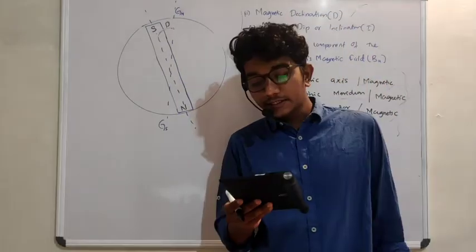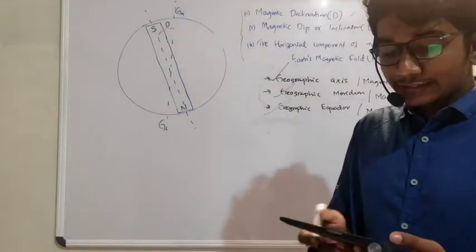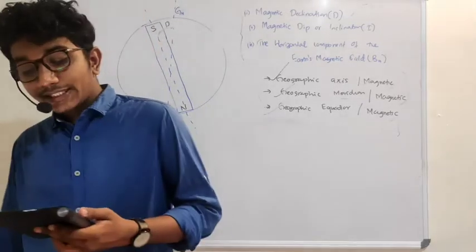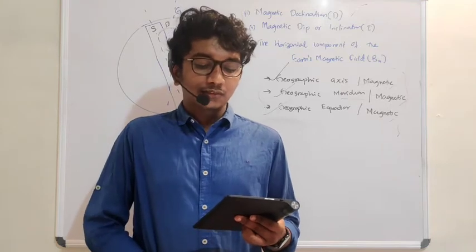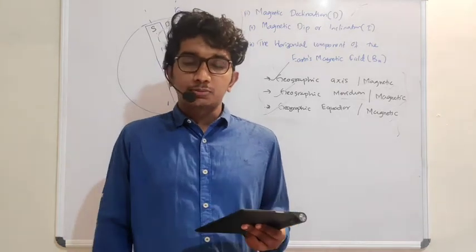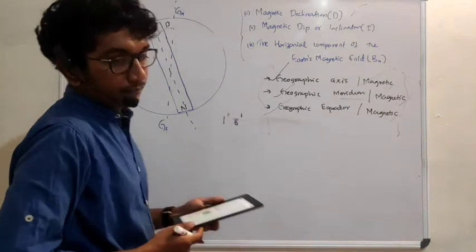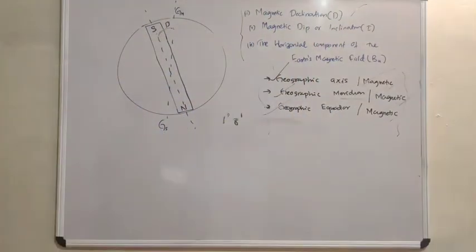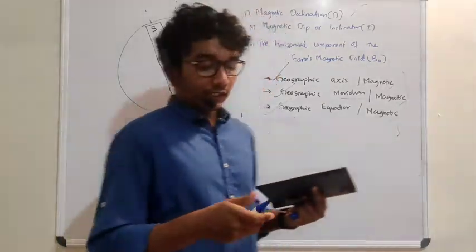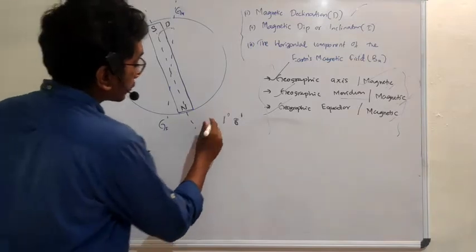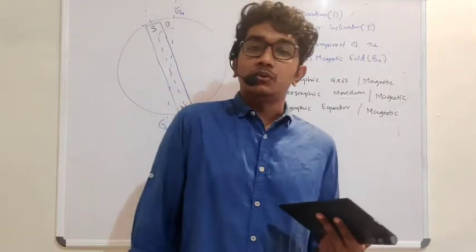A few more points you have to know. At higher latitudes the declination is greater, and at the equator the declination will be very less. In India the declination is very small; for example, in Chennai it is 1 degree 8 minute. It is actually minus 1 degree 8 minute, where minus means we are measuring in the west direction.